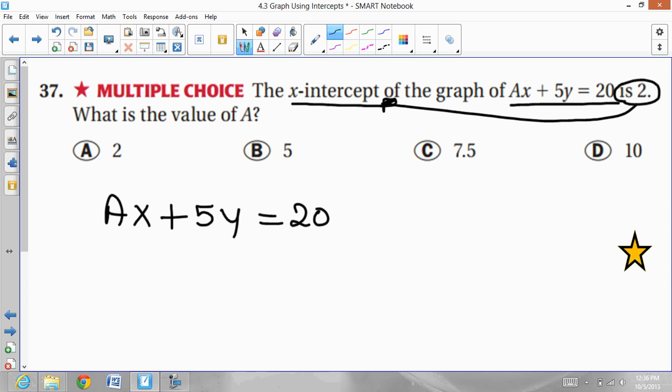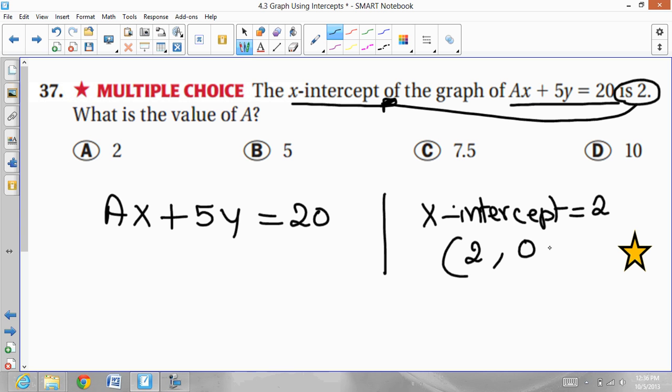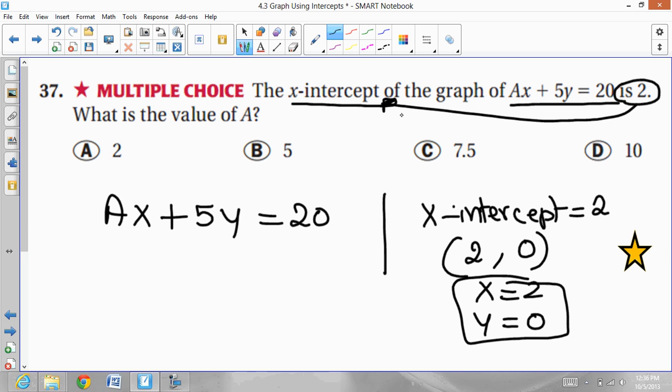So I'm going to write the second piece of information. The x-intercept is 2. Remember, when your x-intercept is 2, your y value is 0. So that means the point is going to look like (2, 0), which basically means when your x is 2, your y is 0. I'm going to use this information, which they have given us. Take these 2 values and plug them in here.